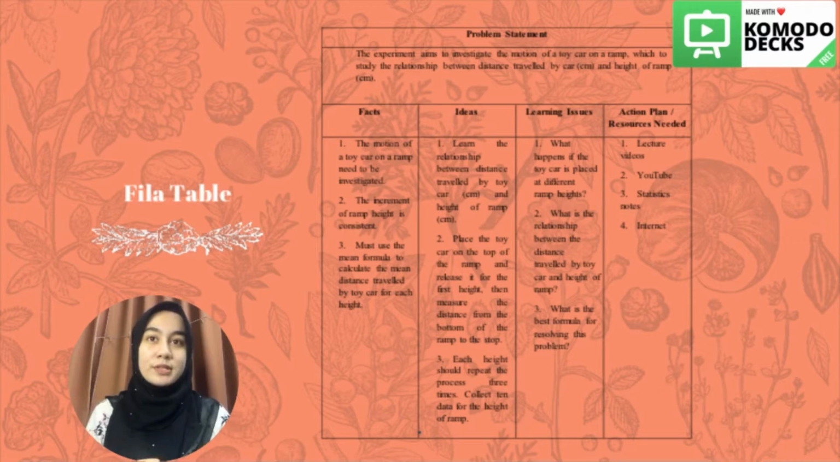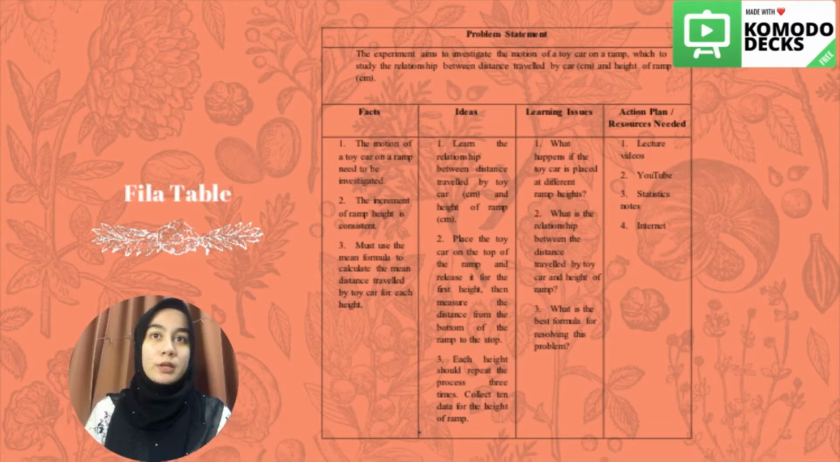So for the facts, first, the motion of a toy car on a ramp needs to be investigated. Second, the increment of ramp height is consistent. Third, we must use the mean formula to calculate the mean distance traveled by the toy car for each height.